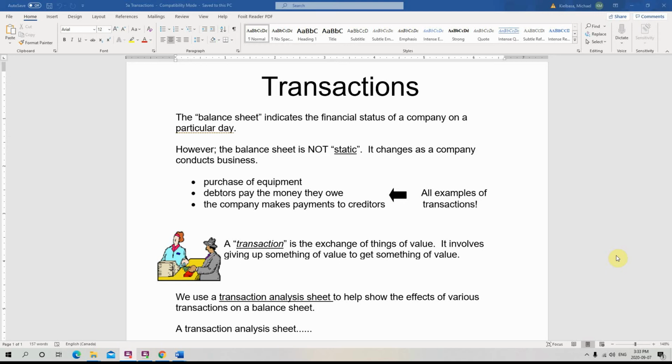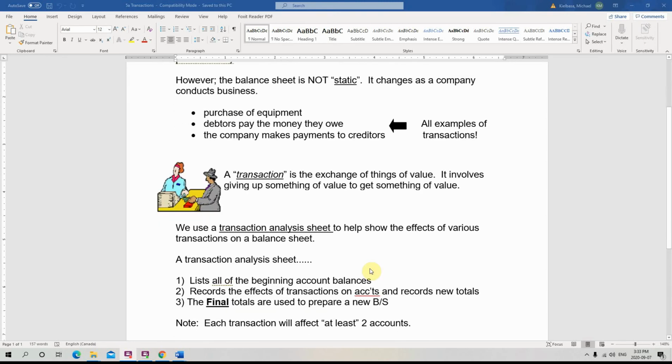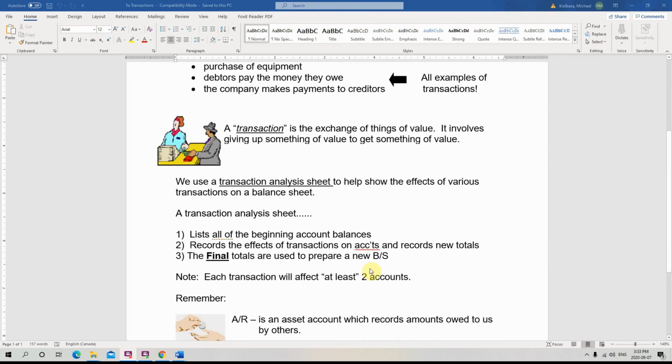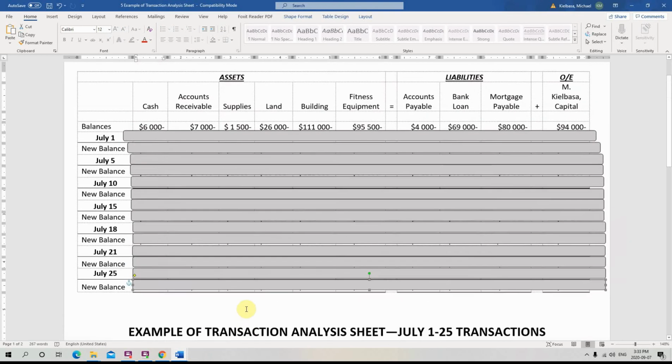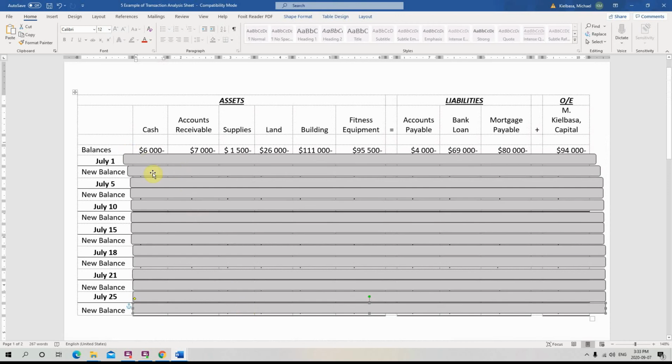And we're going to define a transaction as the exchange of things of value. Okay? And we use what's called a transaction analysis sheet to show the effects of various transactions on the balance sheet. So I'm going to show you how a transaction analysis sheet works. All right. So what we're going to start off with is beginning balances in the different accounts the company uses.